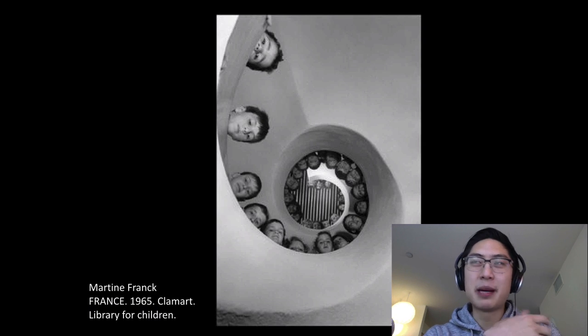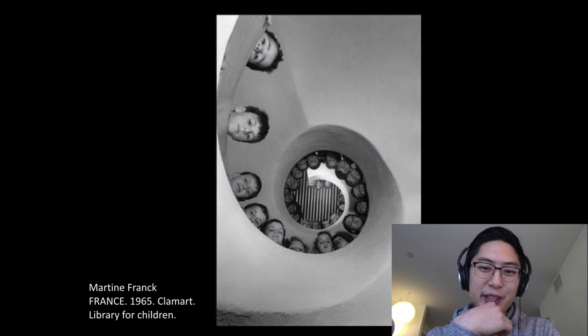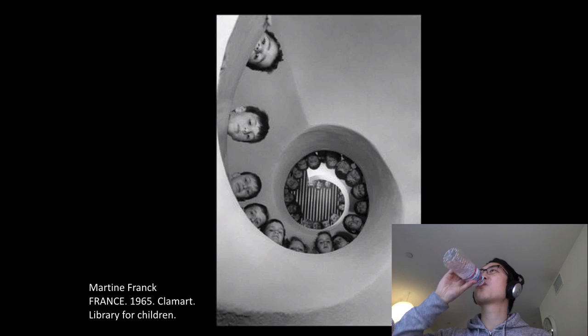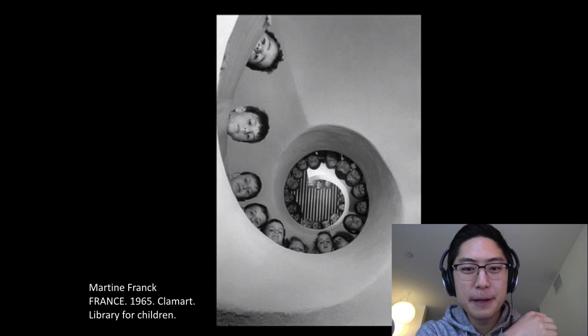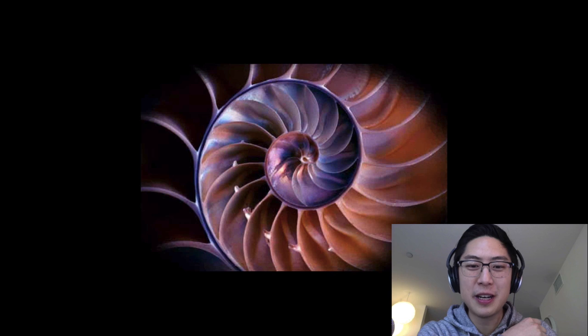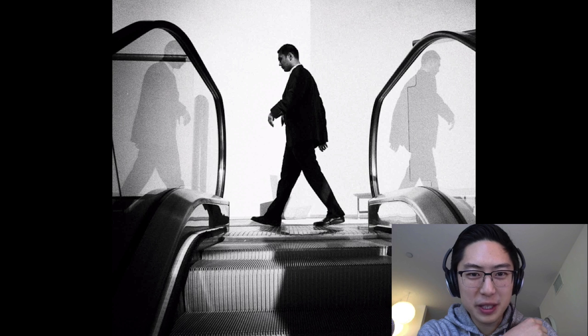A lot of composition comes from nature, and here's a lovely photo by Martine Franck. When we look at this photo, what does it remind you of? You got it? Nautilus, or the inside of a shell. So maybe one of the best ways to study composition is just go on a walk in nature and see what you could find. Nice little lovely curves here.